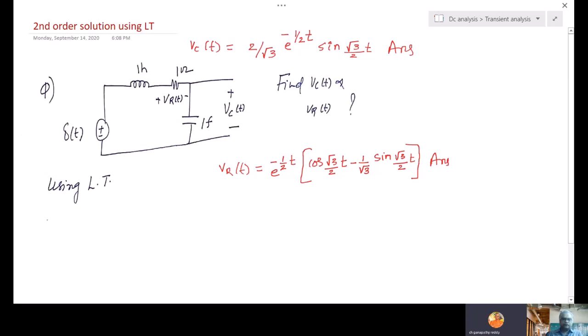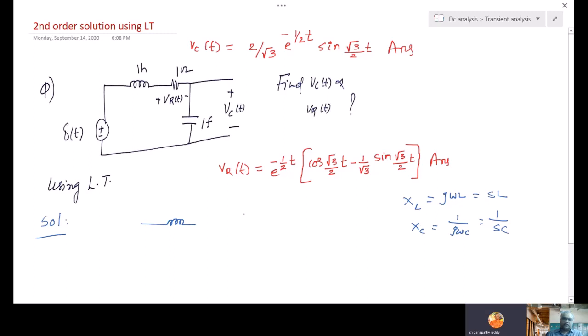Now, how to solve using Laplace? Because he's asking using Laplace transform, change the circuit into the s domain. So inductor in s domain is what? sL. Inductive reactance is j omega L, and j omega is nothing but s, so sL. Capacitive reactance XC is 1 by j omega C, which is nothing but 1 by sC.